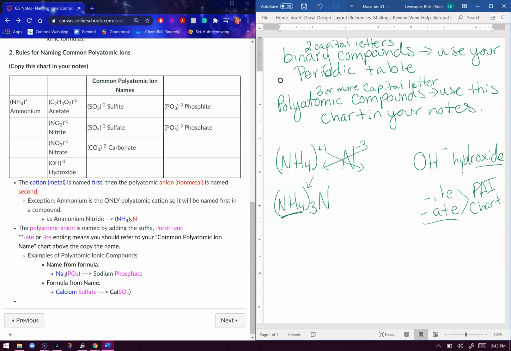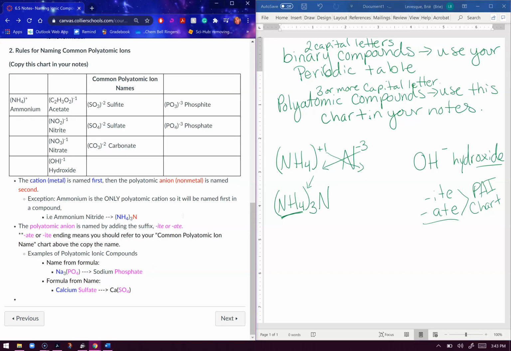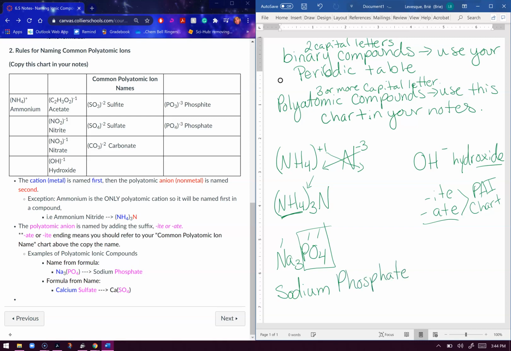All right, so let's go from the formula to the name. We have Na3PO4. We have 1, 2, 3 capital letters, which tells us we're going to look at our polyatomic ions. Na is sodium. So sodium is the metal. It's going to say its name. And then PO4 is our polyatomic. If we go to our chart, we look at PO4. It is phosphate. So this would be sodium phosphate with the ATE ending.